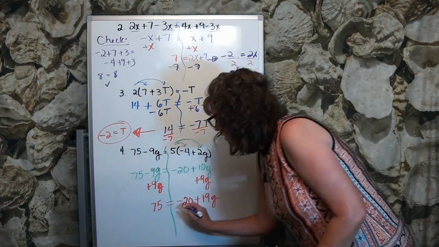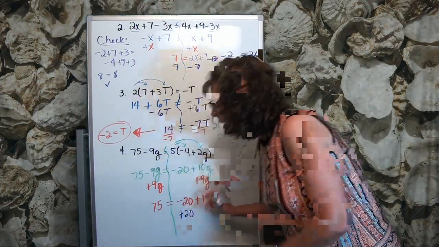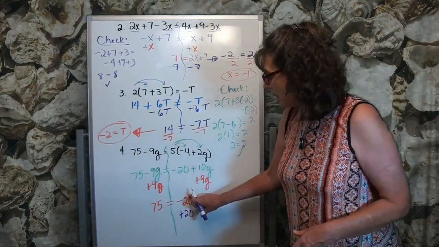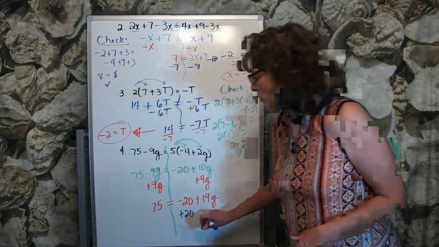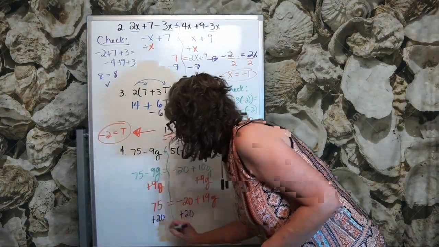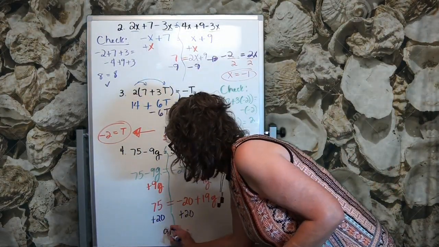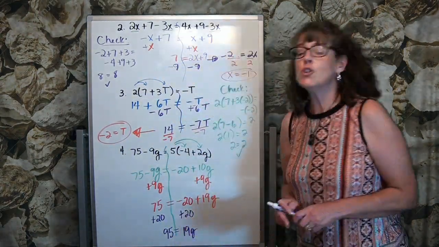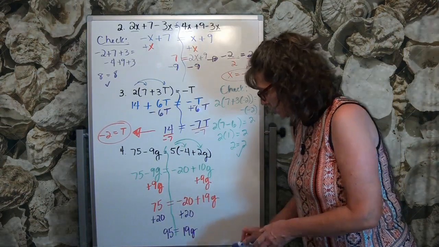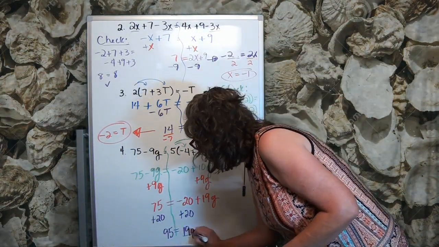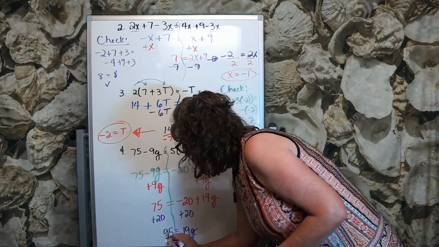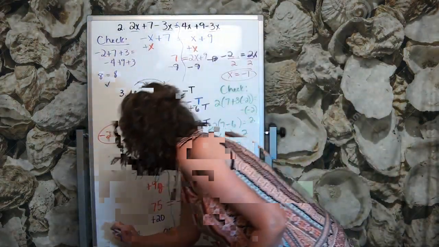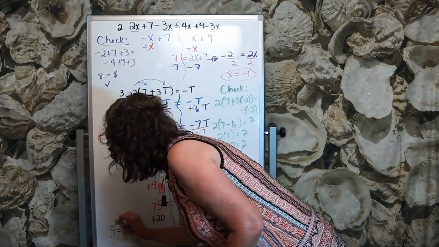So I'm going to add that 20. Because remember, when you toss things across the side, you have to do the opposite. When you're getting rid of them, you do the opposite. The opposite of a negative 20 is a positive 20. So now on this side, 75 plus 20 will give me a 95. And on this side, I've got a 19g. And you know where to go with this. To get that g by itself, all you have to do is divide by 19. So 95 divided by 19 is going to be 5. And so my g is a 5.